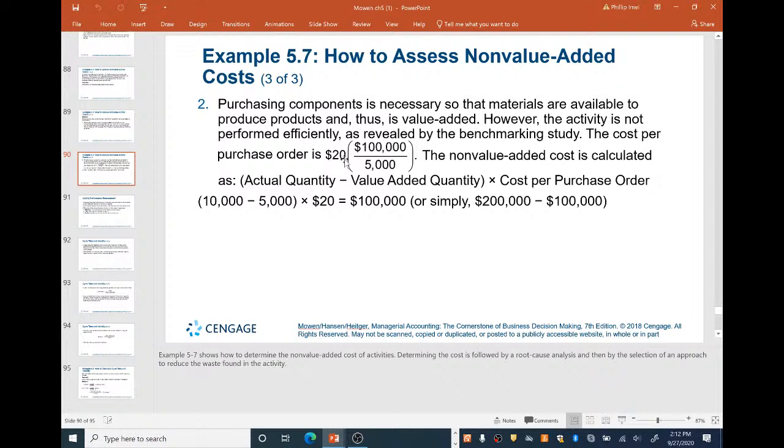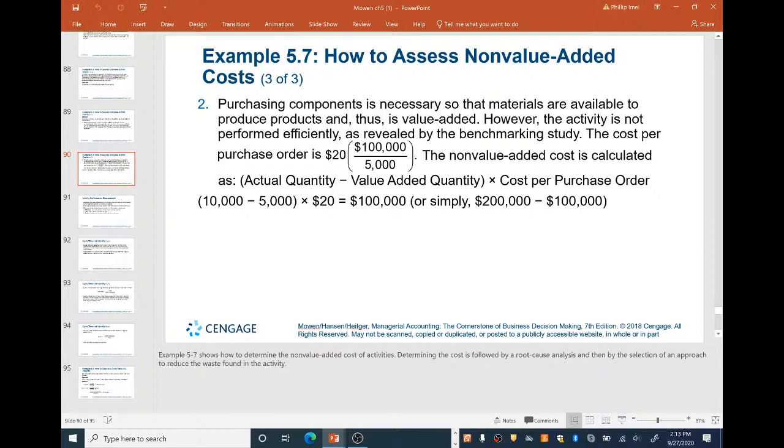So what we found in the first step, $20 cost per purchase order. Remember, that was with the benchmark, what was the most effective numbers that we used for this purchase order cost. So once again, actual quantity, the amount the company's actually using, minus the value added quantity, which is the benchmarking one, multiplied by the cost per purchase order based upon the benchmarking data.